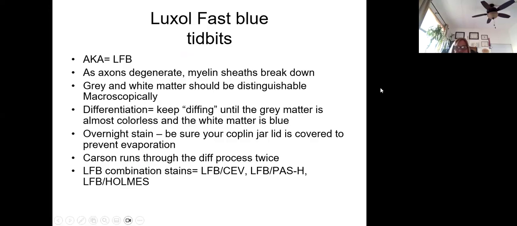So then we have Luxol Fast Blue. Yeah, this is referred to as LFB. As your axons degenerate and start to die, that myelin sheath starts to break down. So we need to look and see if that's the case, and let's be frank, when we're talking about brain, we are talking about autopsies.